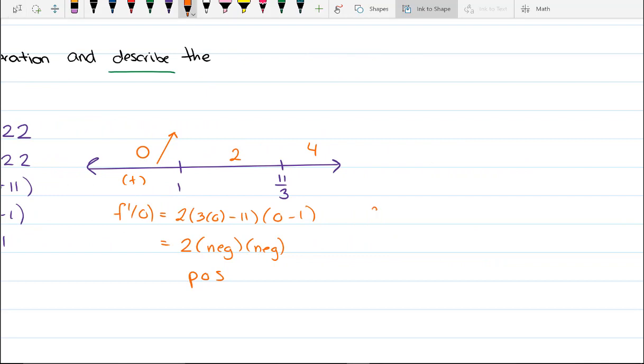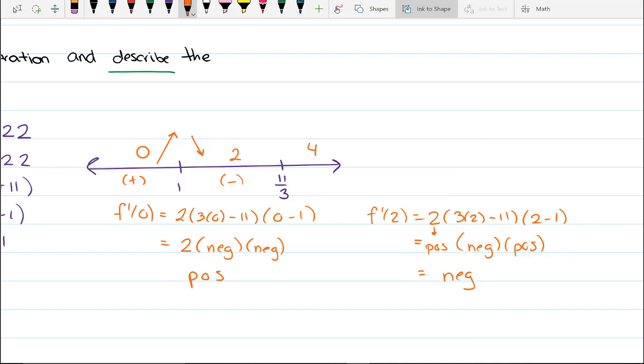Now I'm going to check 2. F prime of 2 is 2 times 3 times 2 minus 11 times 2 minus 1. Well, I know this is going to be a positive times a negative times a positive, which is going to give me a negative. So from 1 to 11 thirds, the derivative is negative.